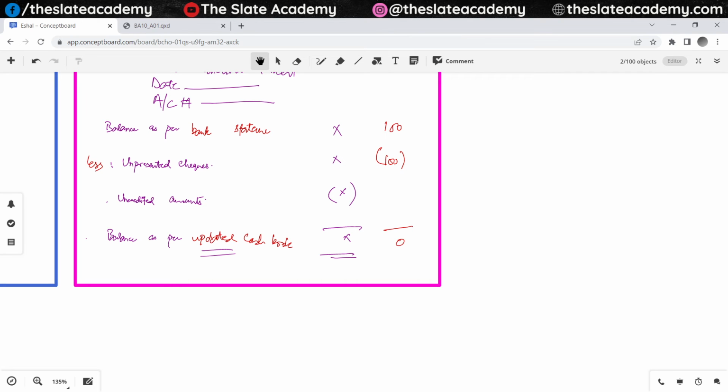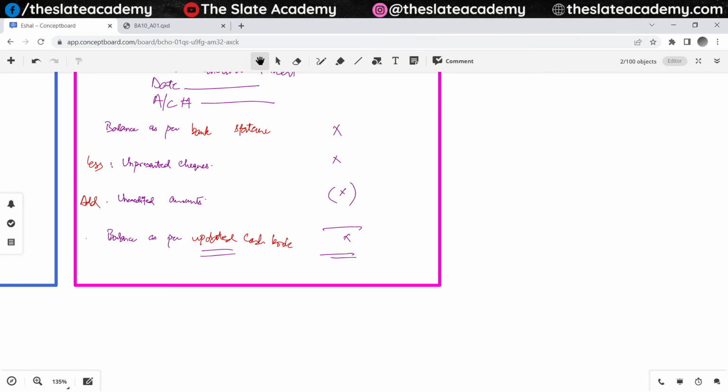As for the uncredited amounts, the bank says they're not yours. The bank says your balance is zero. I say no, I've deposited this amount in my bank. So just to reconcile with the cash book, I will add these uncredited amounts. Okay. So this is the difference.